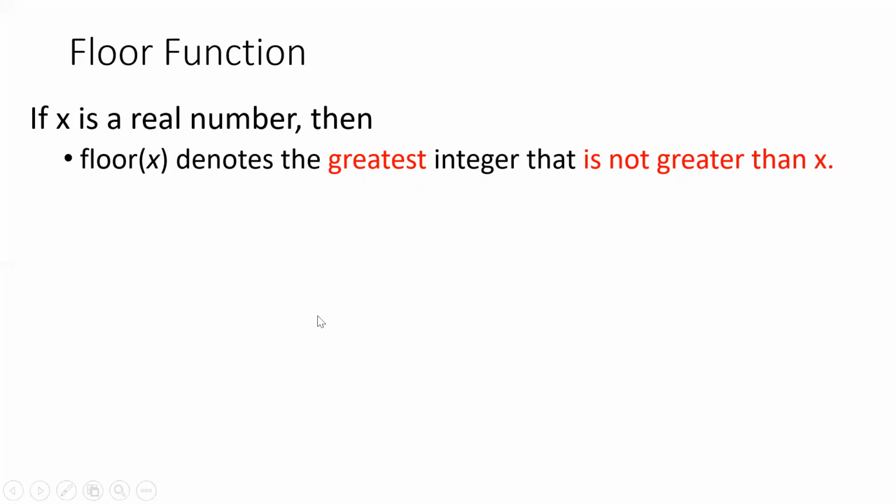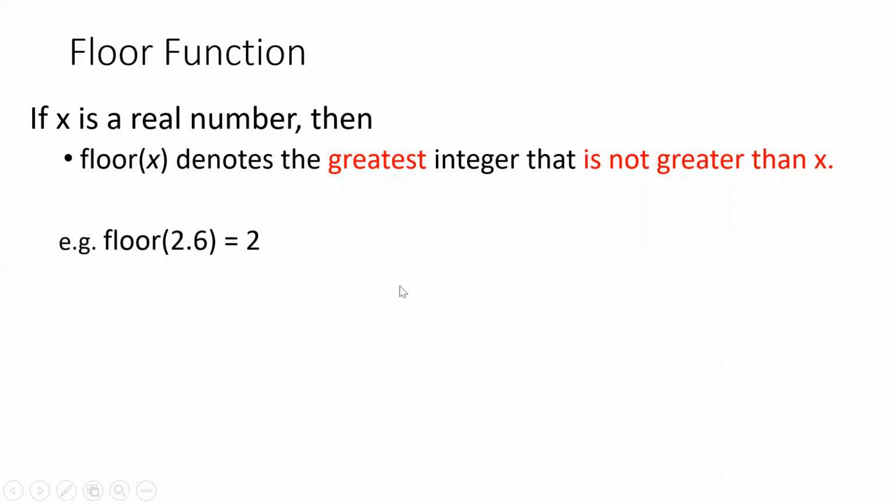Okay, so with the definition you may get confused because it is given in a twisted manner, like not greater than, but not greater means it is lesser than. This is the definition which they have given in your textbook as well as on the internet. So floor of x denotes the greatest integer that is not greater than x. For 3.6, 3, 2, 1 all are lesser than 3.6, but among that the greatest integer will be 3.